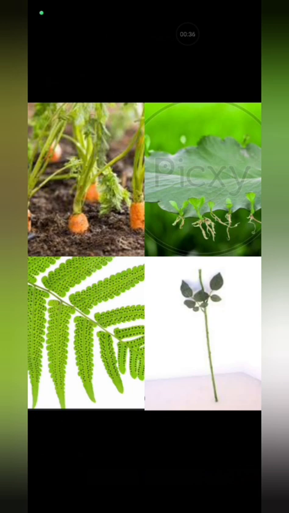Reproduction from spores. Some plants like ferns and mosses reproduce through spores instead of seeds. Spores are tiny cells that grow into new plant when they land in a moist place.